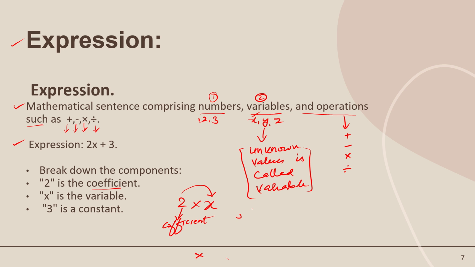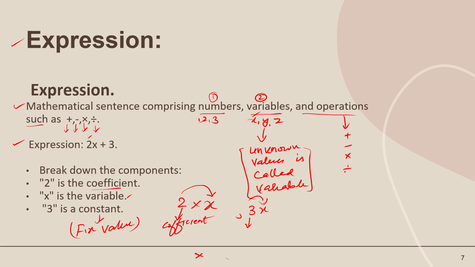For example, if I write 3x, what is the coefficient? The coefficient is 3. Why is the coefficient 3? Because it is multiplied by the variable. So 2 is the coefficient here, x is a variable, I already told you about that, and 3 is a constant. What does constant mean? Constant means a fixed value.